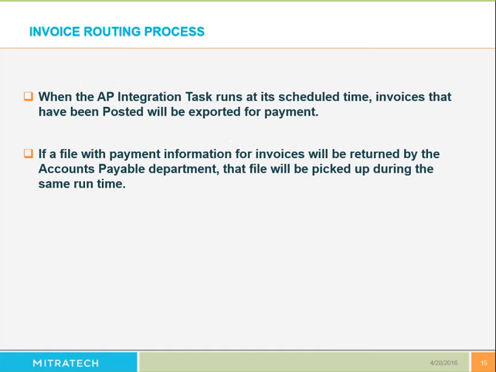If they are going to return a file with payment information for those invoices, they will return it back to the same directory, and at the time the task runs the next time, it'll pick up that payment file at the same time it delivers the next batch of invoices to be paid. And then it'll upload all that payment information to the invoices, and then your invoice statuses will change from posted to paid.